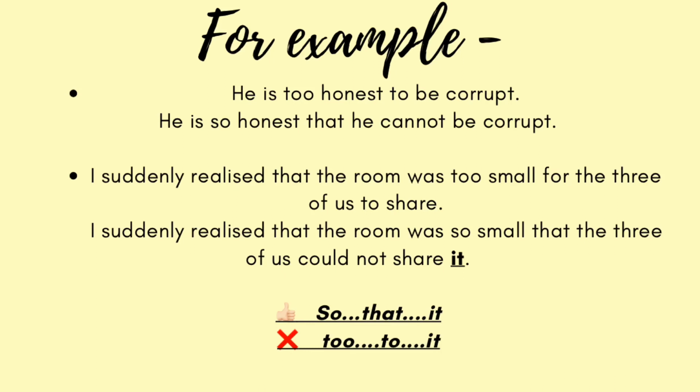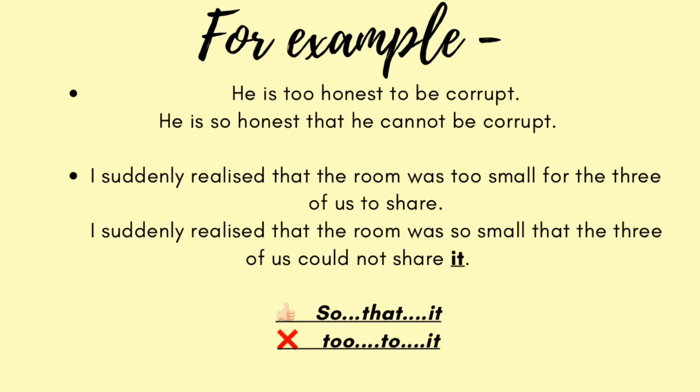Let's see another example. I suddenly realized that the room was too small for the three of us to share. The answer is I suddenly realized that the room was so small that the three of us could not share it. Why we have used it? We have used it because in so that sentence, we use it if a thing is mentioned. In to sentence, we do not use it. Remember this.